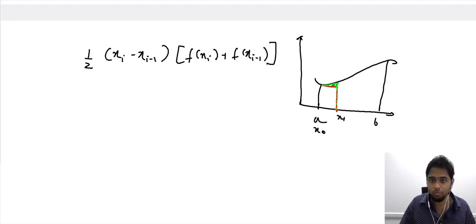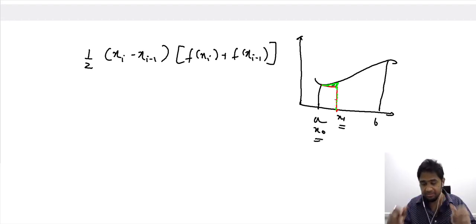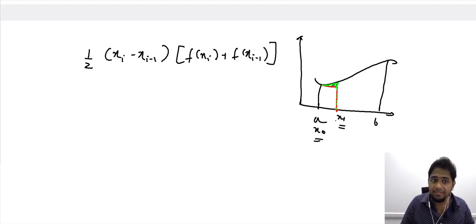So we are considering 2 points, x0 and x1, and we are considering the area of the trapezoid that is highlighted in green, that is demarcated by the points x1 and x0, and the area of this trapezoid can be represented in this manner. So this is the generalized expression for it.